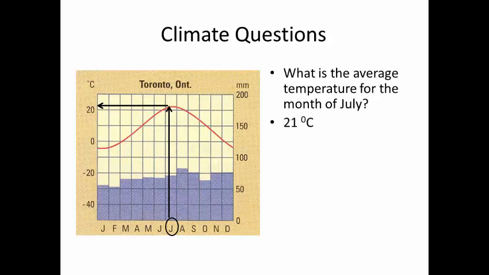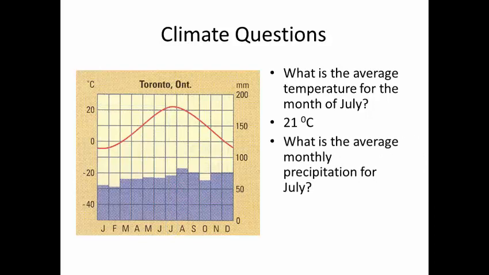Now, the next question is, what is the average monthly precipitation for July? In order to find this out, again, we would go to the horizontal axes to find July. Go up to the top of the bar graph, then go to the right-hand axis to find out the amount of precipitation for July. In this case, the number would be approximately 70 to 73 millimeters.